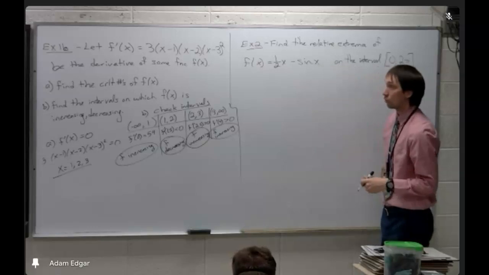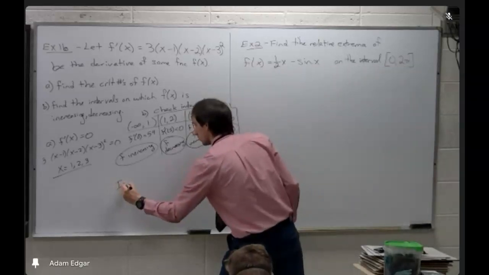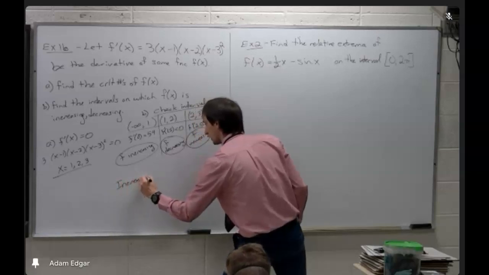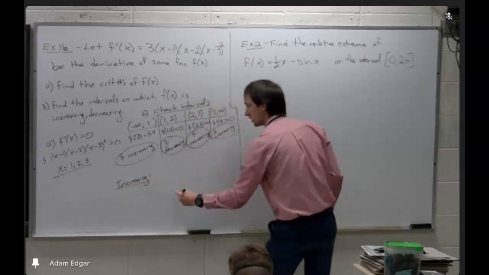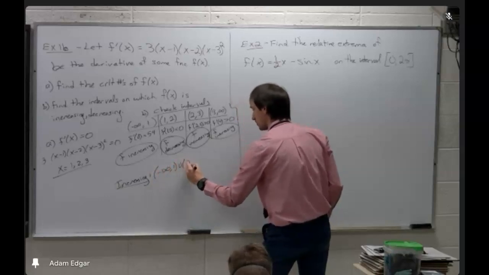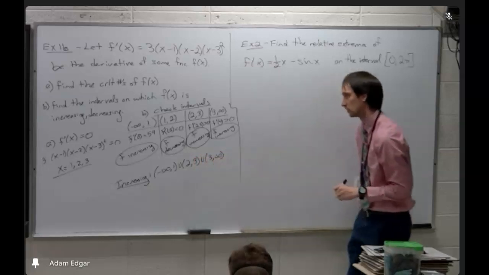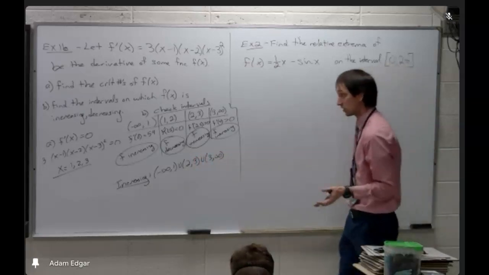So we could say, hey, where are we increasing and decreasing? Maybe so we can see things a little more clearly, because everything's crammed together. We're increasing from minus infinity to 1, and then again from 2 to 3, and then again from 3 to infinity. And we're decreasing from 1 to 2.